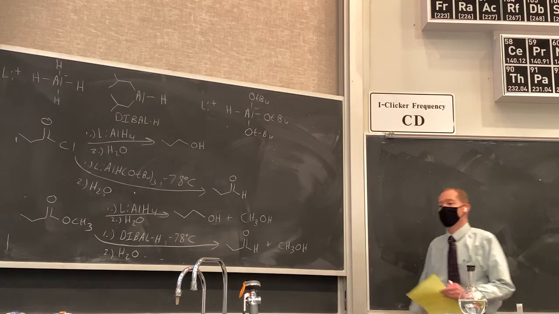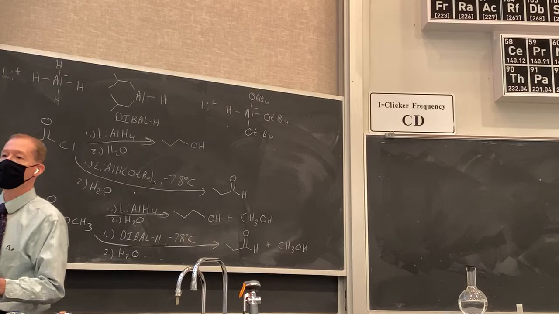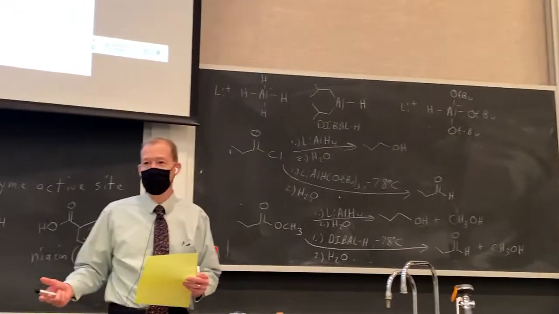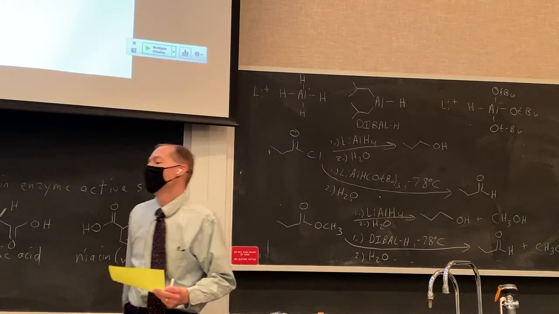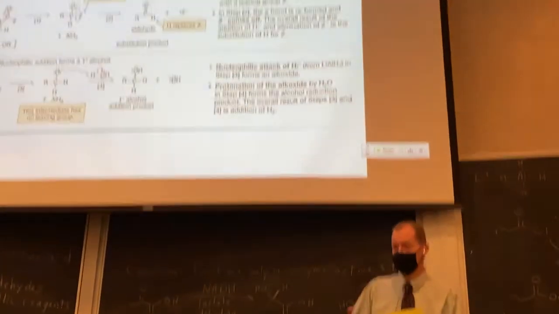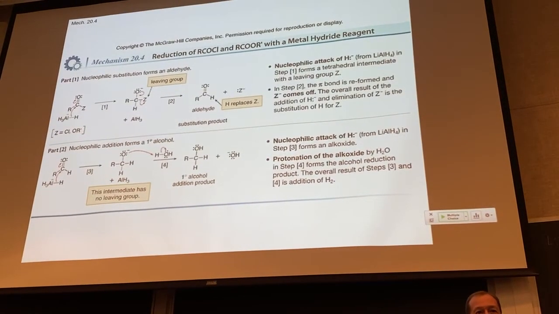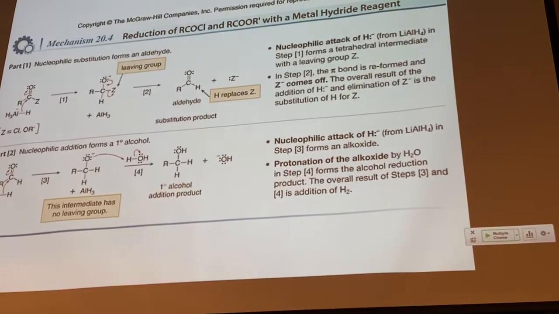So we need to look at the mechanism of this reaction to understand why we get alcohols in one case and aldehydes in the other case. Let's look at it on the screen because the mechanism has much in common with both the general mechanisms we learned last week as well as the specific mechanism of aldehyde and ketone reduction.